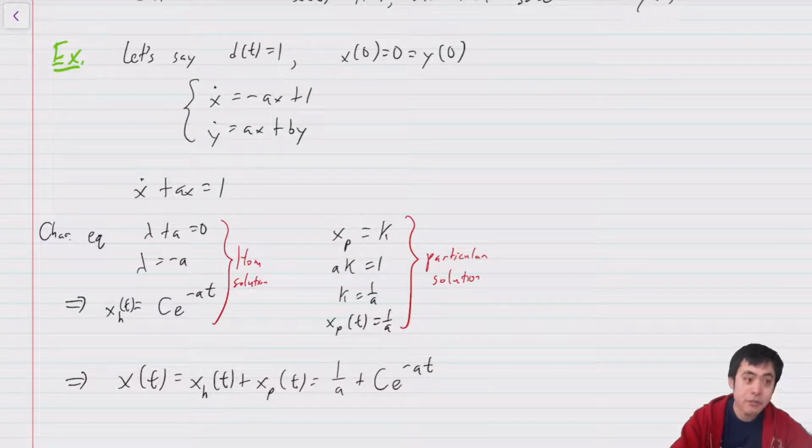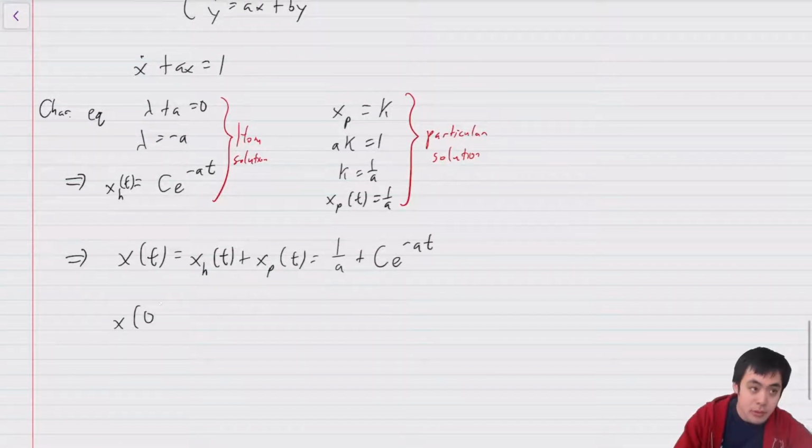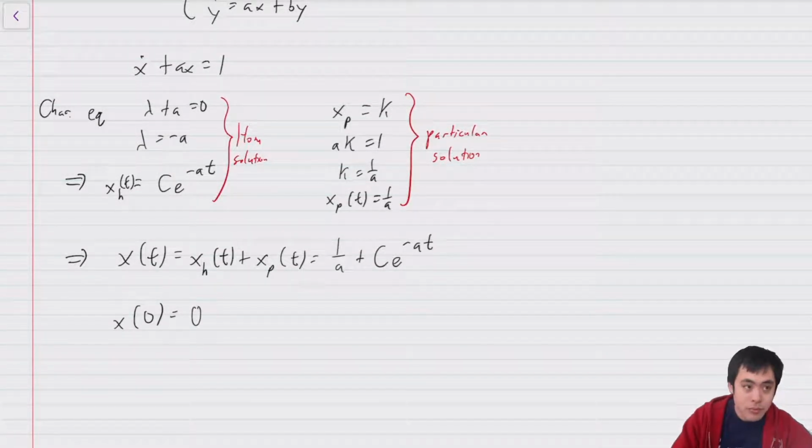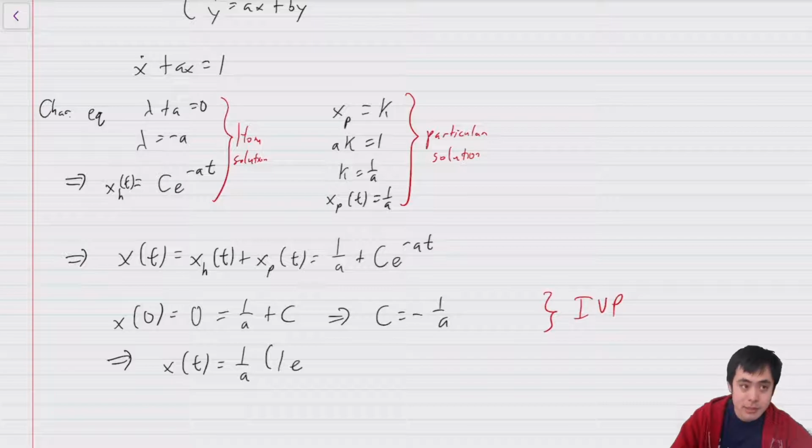And then we also need to solve for the initial value problem. So if we solve for x of 0 is equal to 0, well, that's equal to 1 over a plus c, which implies that c is equal to minus 1 over a. So this is plugging in the initial value problem. So this implies that x of t is equal to 1 over a times 1 minus e to the minus at.